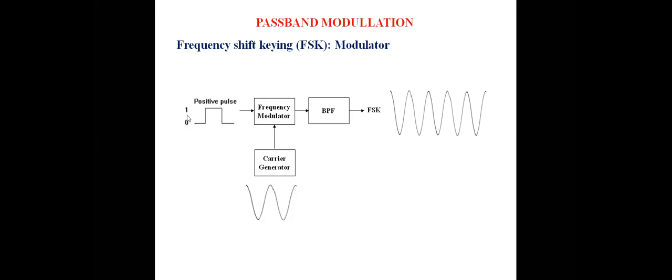So this is a positive pulse input, which is representing bit 1. And this bit 1, which is represented in polar format as a positive pulse, will change the frequency to a high value. Let me show once again. Positive pulse and corresponding high frequency. Now, a negative pulse, which is used to represent bit 0, will shift the frequency of the carrier to a low value, low frequency.